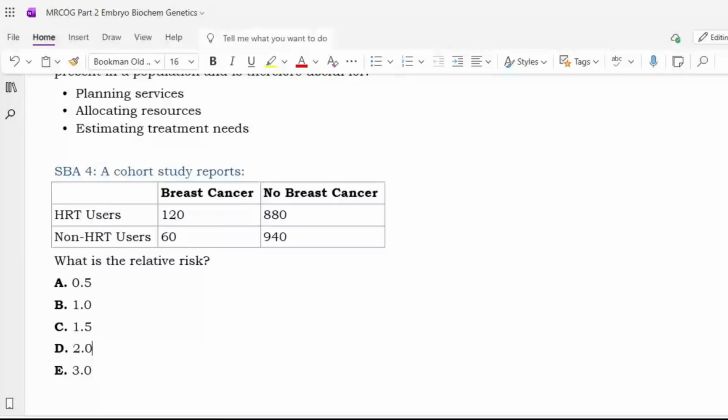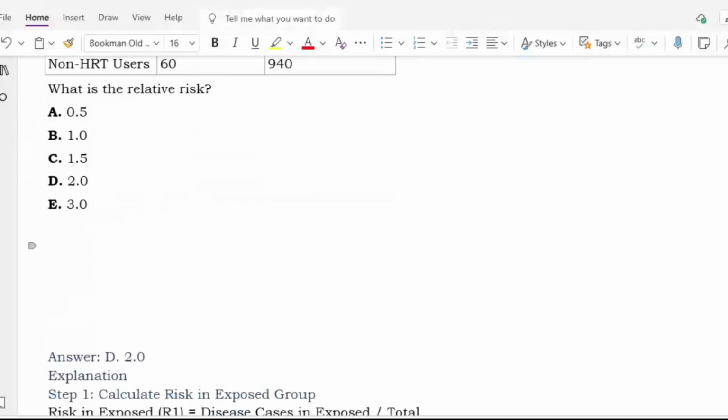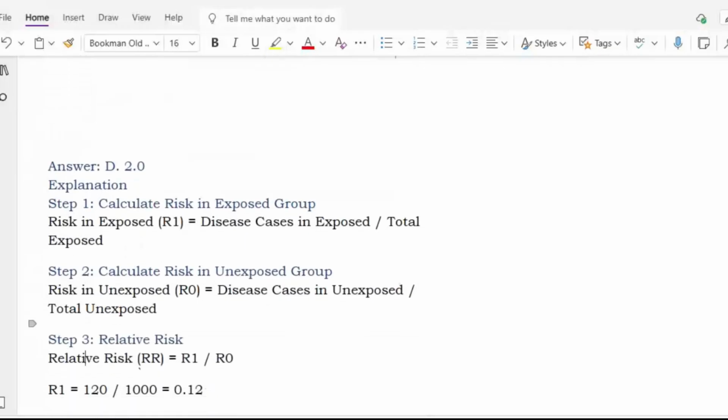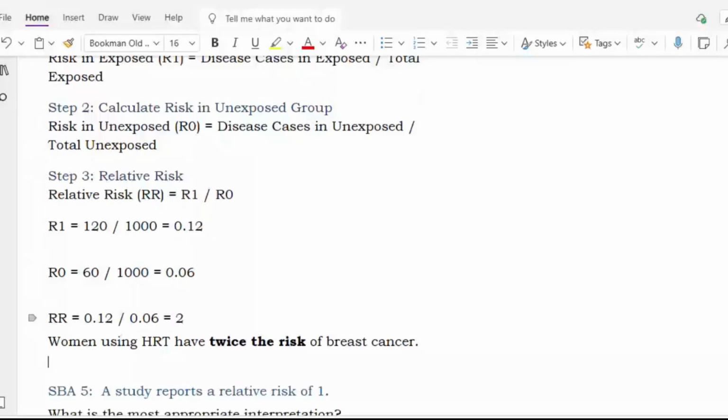So how are we going to calculate? Breast cancer developed in 120 of the HRT users and no breast cancer in 880. So total HRT users are 1000, and non-HRT users are also 1000: 60 plus 940. So 120 divided by 1000 divided by 60 divided by 1000. The 1000s will go. Then 120 divided by 60 will remain, so that will become 2. Got it? So women with HRT have twice the risk of breast cancer.